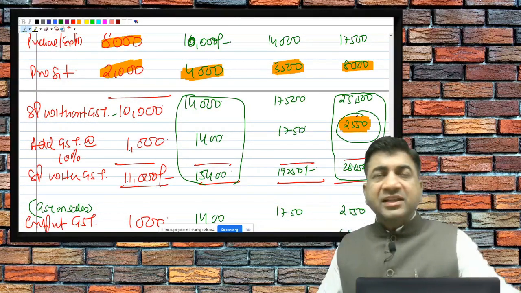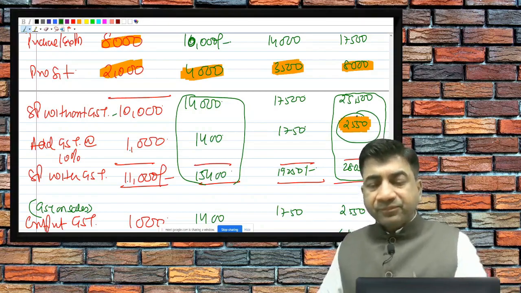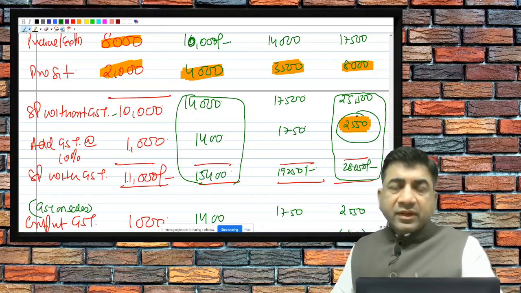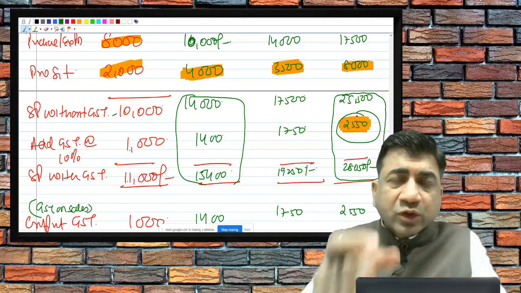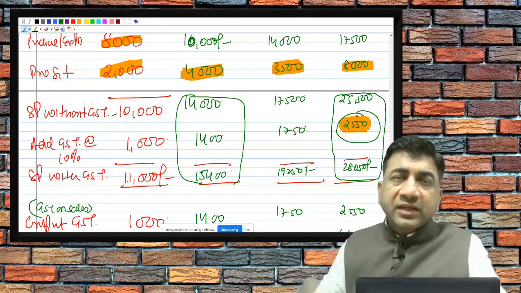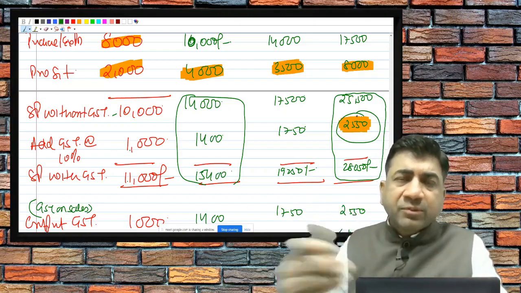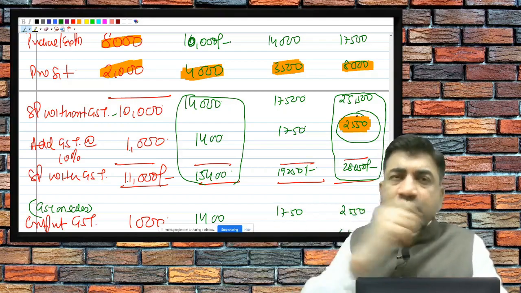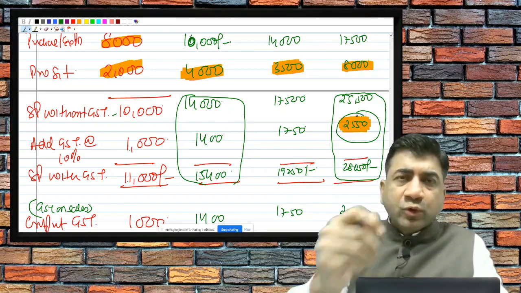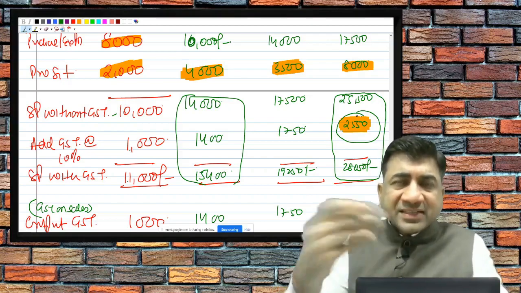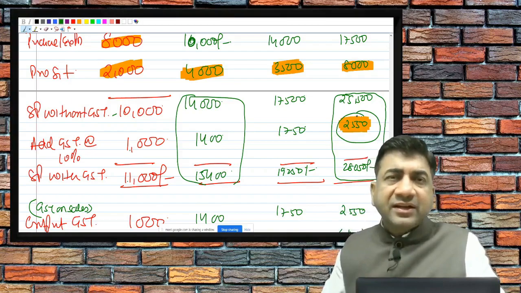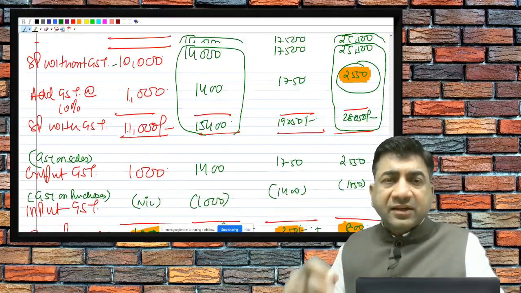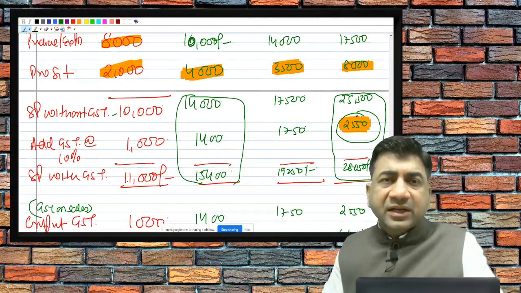Can anybody tell me why the consumer cannot claim credit? Because he is not further selling the goods, neither using the goods for business or profession. He is not using the goods for commercial purpose. He is buying the toothpaste to clean his teeth. He is buying the soap to clean his body. He is not reselling the things. He is not using them in business. He will not be able to claim the credit. So who are able to claim the credit? B2B people are able to claim the credit.